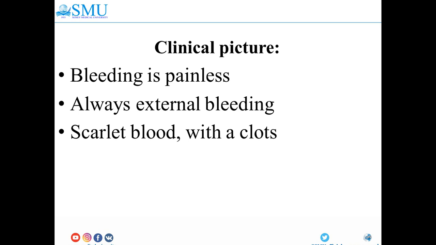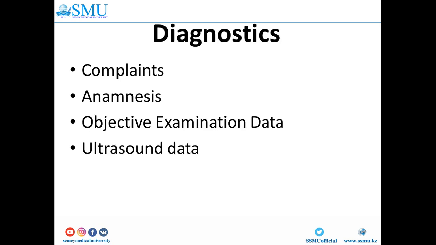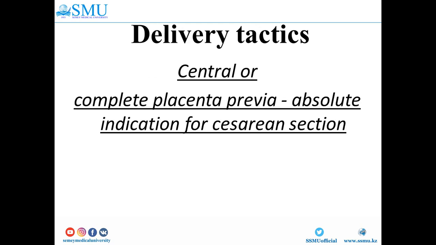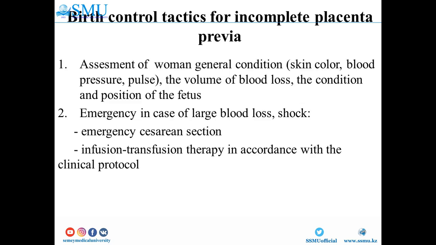Diagnostics of placenta previa based on complaints, anamnesis, objective examination data, and ultrasound. Delivery tactics. Central or complete placenta previa is absolute indication for cesarean section. Birth control tactics for incomplete placenta previa. First of all, assessment of woman's general condition, skin color, blood pressure, pulse, the volume of blood loss, the condition and position of the fetus.